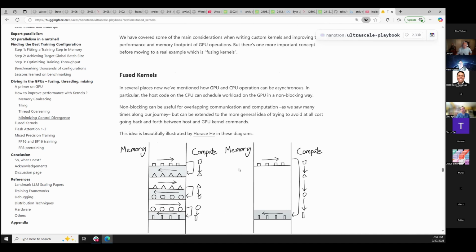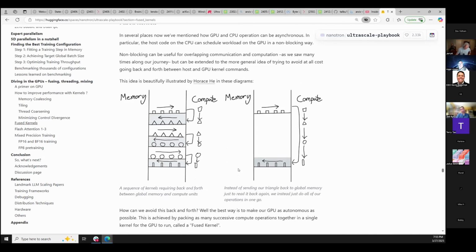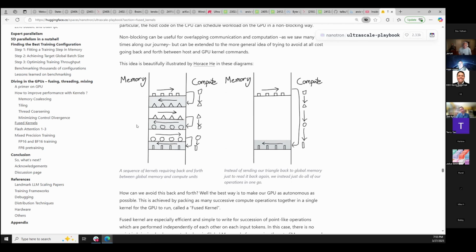And then they finally get to this idea of fused kernels, and I don't know if you can tell from this diagram what they're talking about, but it's a sequence of operations that happen from top to bottom. Some stuff comes from memory, you do a little bit of compute, and then you take the result and send it back to memory. But then it turns out that the very next thing you want to compute is that very same thing that you just sent to memory.